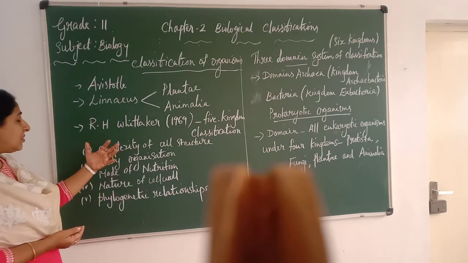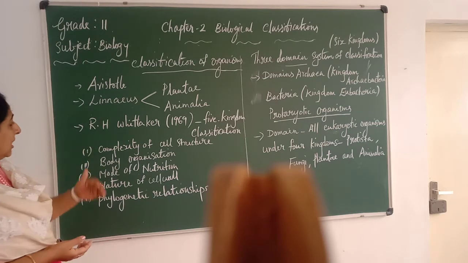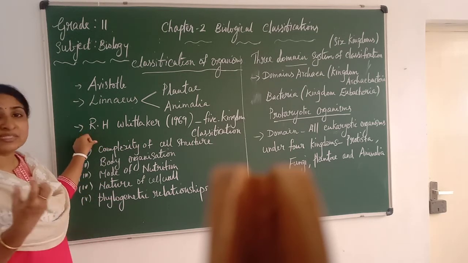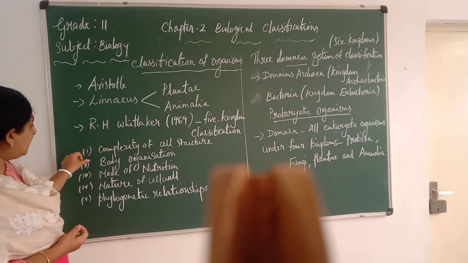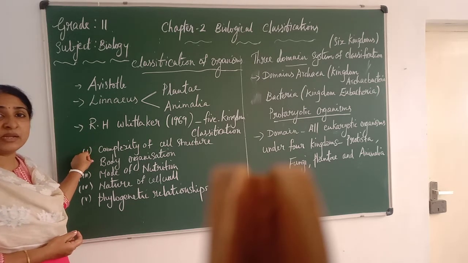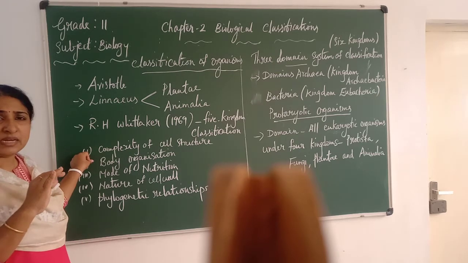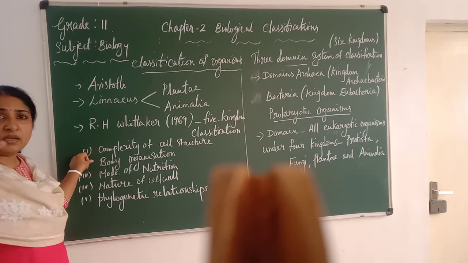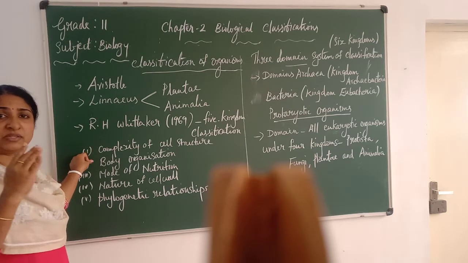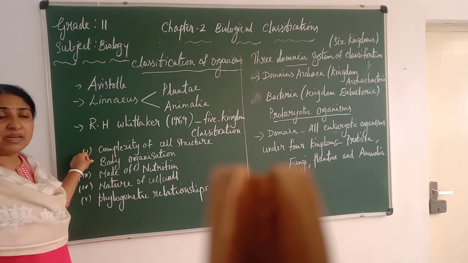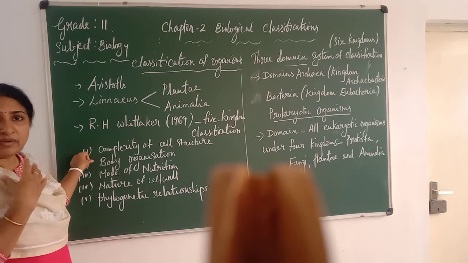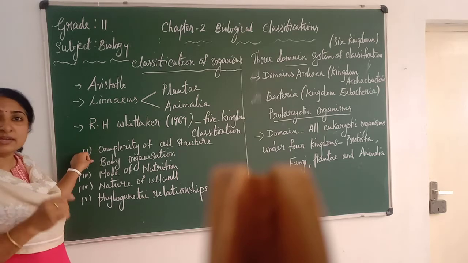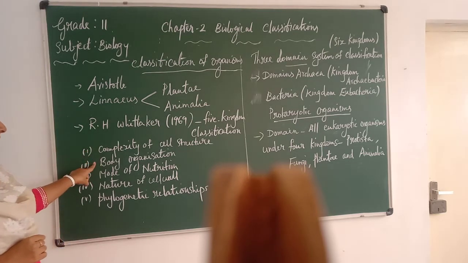What was the criteria for this 5 kingdom classification? He has taken a few things. One is complexity of cell structure. Second one is body organization. It means some animals are at the cellular level, and some are at different levels of organization: cell, tissues, organ system level. We all come under organ system level, we have organ systems. But an amoeba is at the cellular level because it is a single cell organism. So that is called body organization.